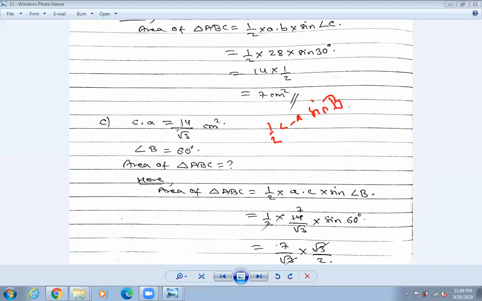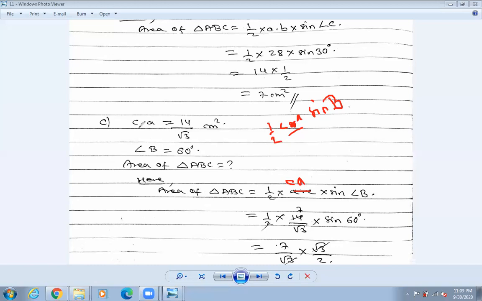Okay, so CA is given. There will be C into A. This is a dot. Dot means multiply. CA means 14√3, and angle B is given as 60 degree. So area of triangle ABC equals half into what are the two sides? C and A. CA, otherwise AC. Instead of AC, you can write CA also, no problem. So area of triangle equals half into CA, that means C into A into sin B.